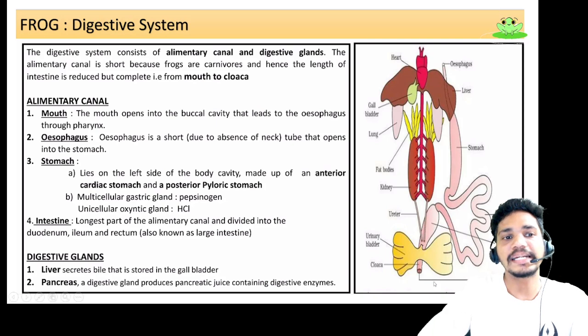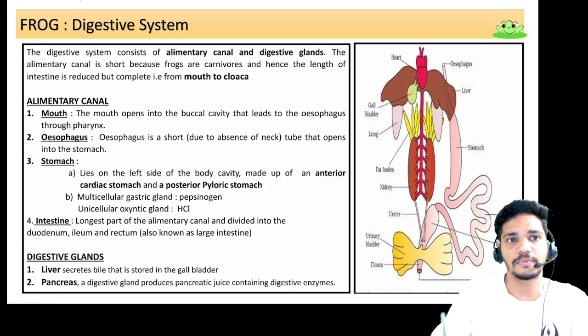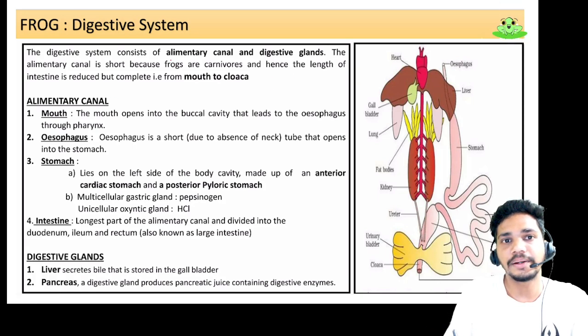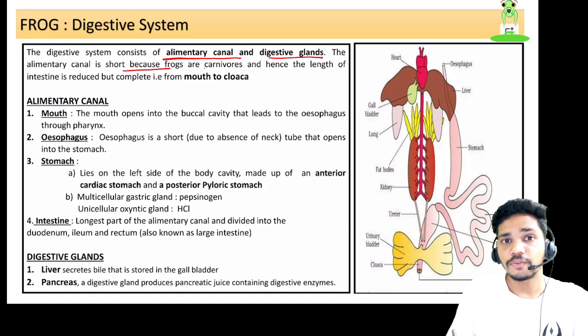Now, when you talk about the digestive system of the frog, it consists of the alimentary canal and digestive glands. The alimentary canal is short because frogs are carnivorous.